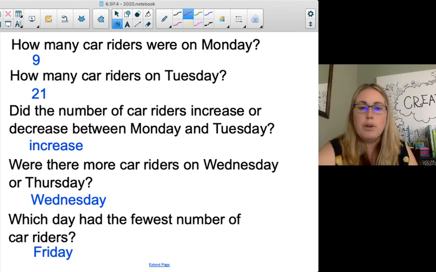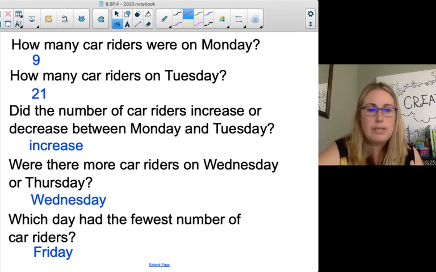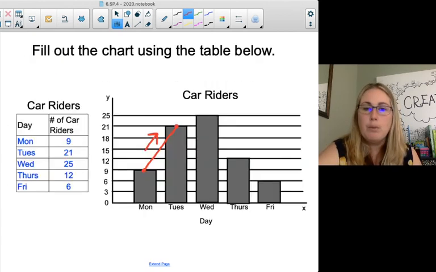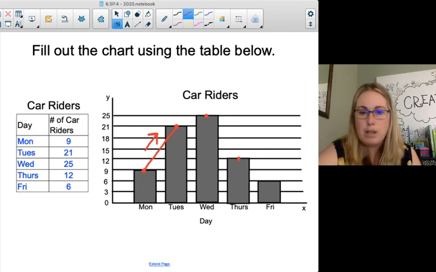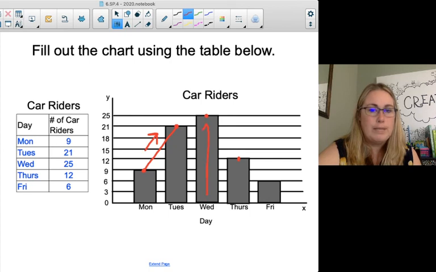Were there more car riders on Wednesday or Thursday? Well, Wednesday, we were all the way up here at 25 car riders, and Thursday, we were down here at 12 car riders. So which day had more? Which one is bigger? Which column is taller? Which number is greater? Wednesday.